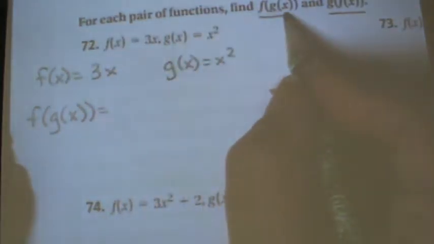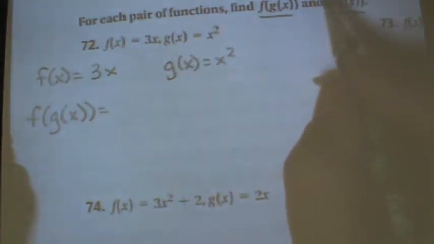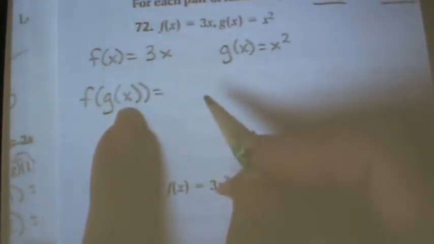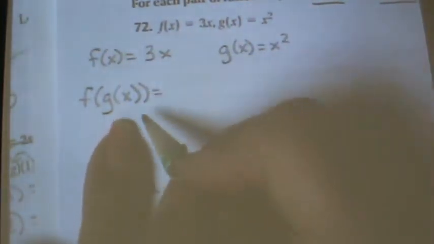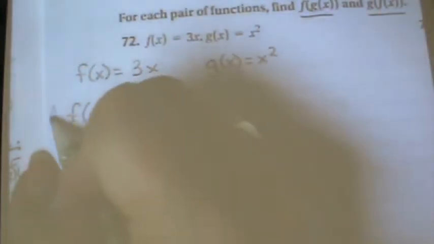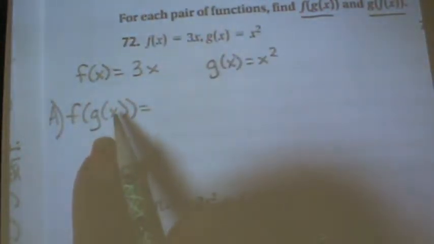You're gonna do 2 problems here. I need f of g of x. In the directions, for each pair of functions, find f of g of x. This is your pair of functions. And you're gonna find the reverse, the g of f of x. Let's do this one first. If you have to, rewrite it and draw arrows. This is A, and we'll call that B. So A, you're gonna plug x into the g function. So x goes in here.